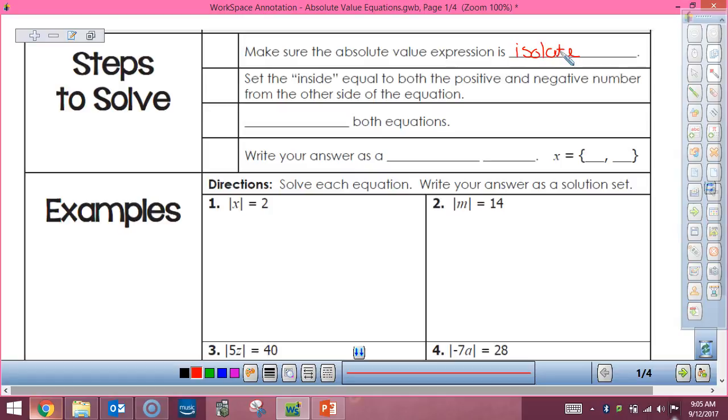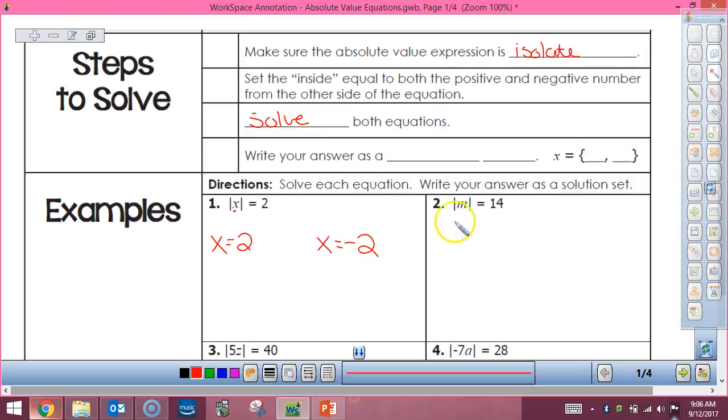Okay? And then what we have to do is we're going to set whatever is inside my absolute value sign to the positive and to the negative. We're going to set it equal to. So in this case, the only thing that's inside my absolute value sign is x. So I have x equals 2, because I'm going to set it equal to whatever this is. I'm also going to set it equal to the opposite of this, so negative. Okay. Is x already solved for x? Yep. If it wasn't, we would have to solve both equations. Don't worry about this last part, because we're not going to do it like that.